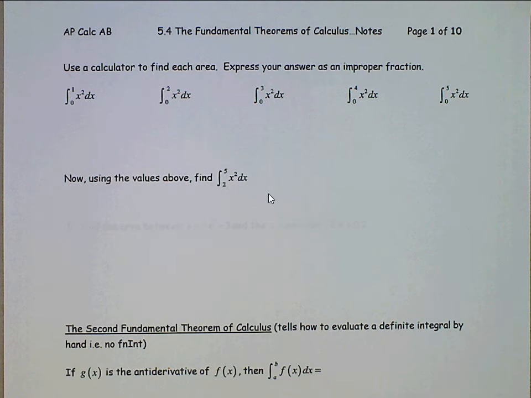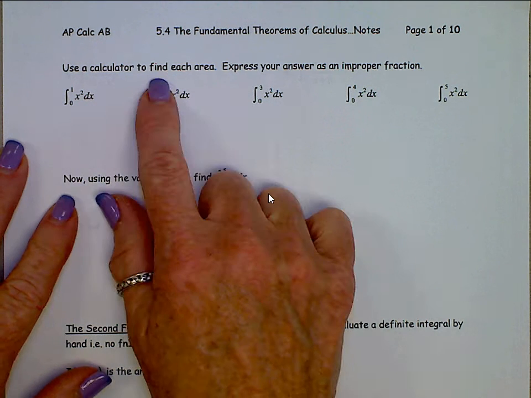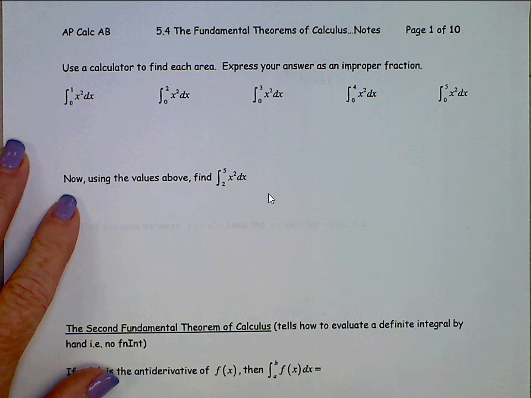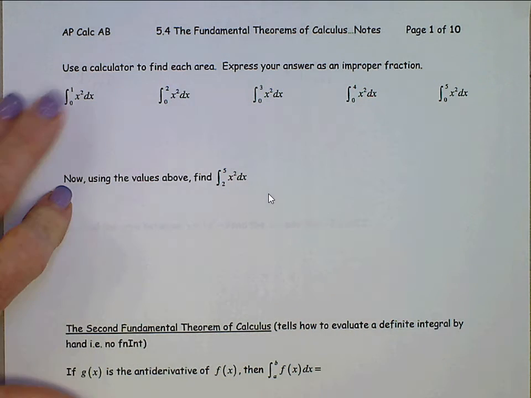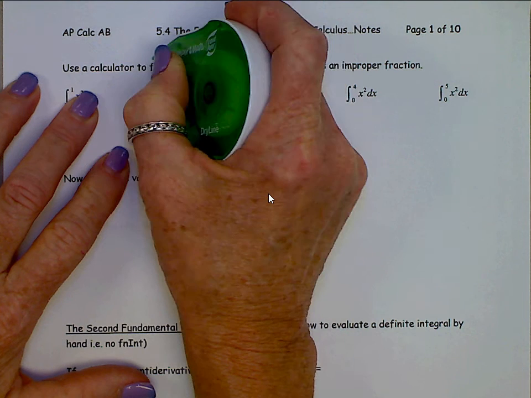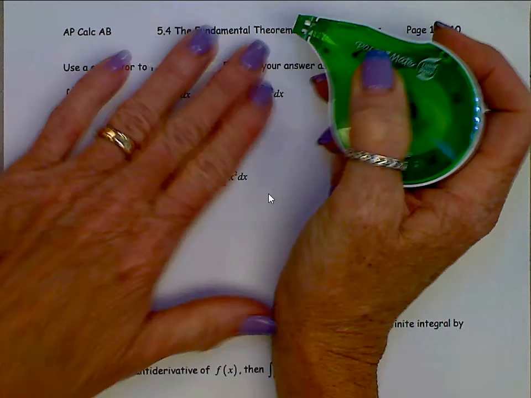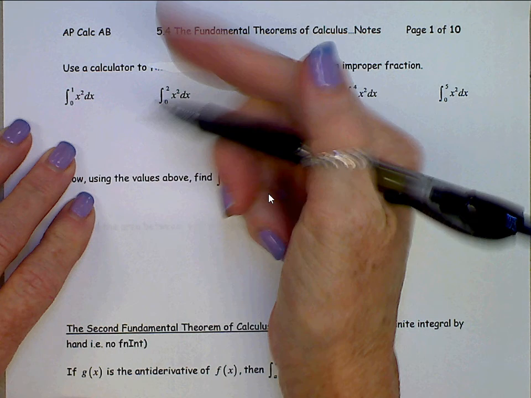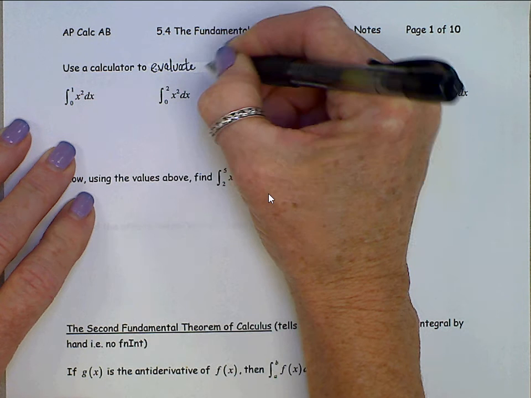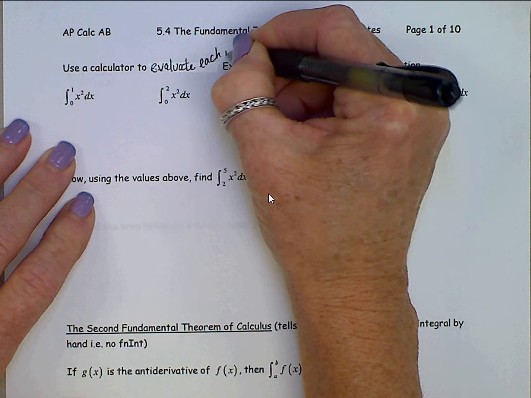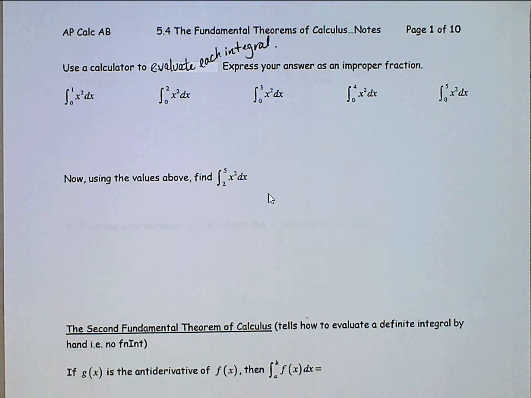AB Calculus, section 5.4, page 1. Okay, so I would like you to use a calculator to evaluate each integral. The wording is wrong up here, so we're going to have to fix that. To evaluate each integral. Express your answer as an improper fraction.